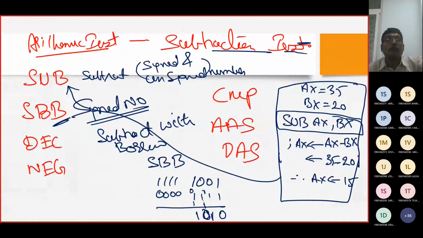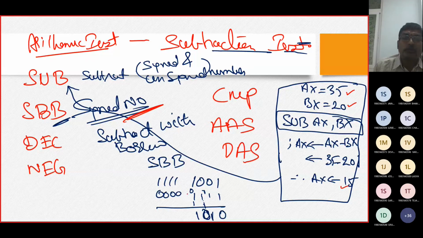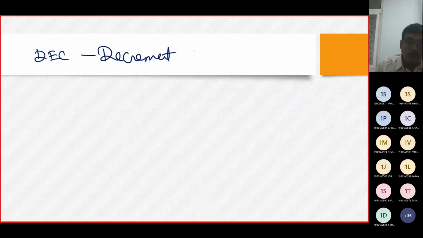We were talking about the subtraction instruction, and this is a small example. We have the accumulator with 35 and the base register with 20. Then you make the subtraction AX comma BX. Obviously 35 minus 20 gives 15, and it is in the accumulator, as simple as that. If you are working with signed numbers, we will work with these signed values, and they are going to be reflected in the carry flag, etc. The third thing was the decrement operation.